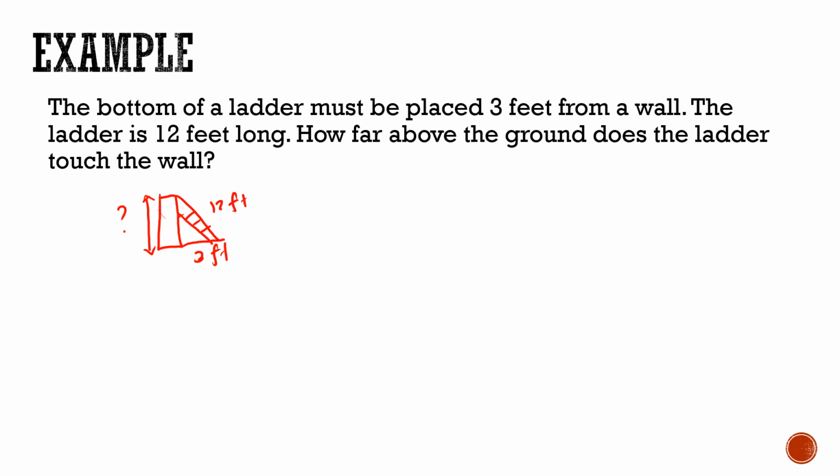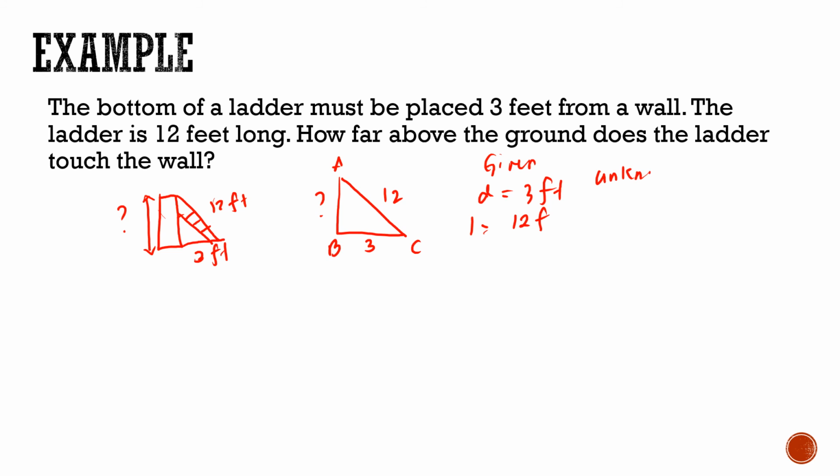The same procedure will be applied. Let's say the unknown is your B. If I write this as a triangle, let's say this is ABC. This is your hypotenuse, this is your other leg, and the other leg is the unknown. Let's first write the given. The distance will be 3 feet, and the length of the ladder, let's say that is L, is 12 feet. The unknown is the height of the wall.